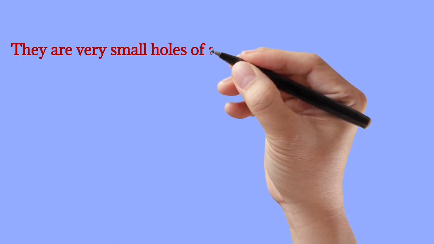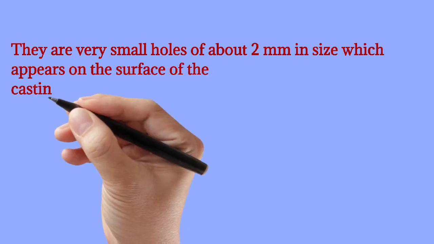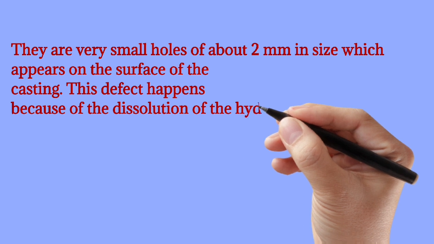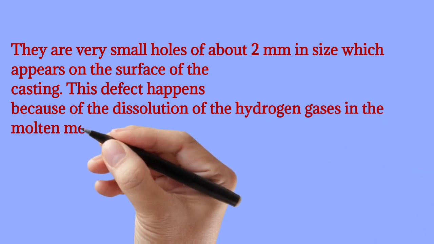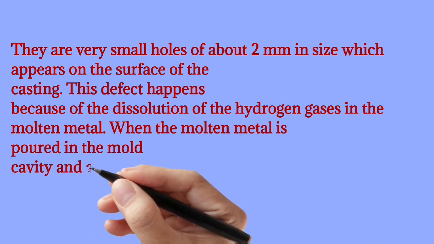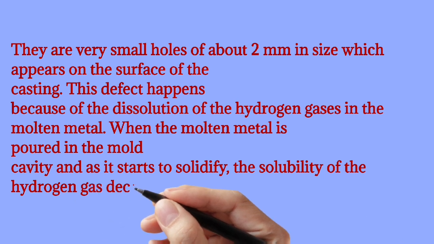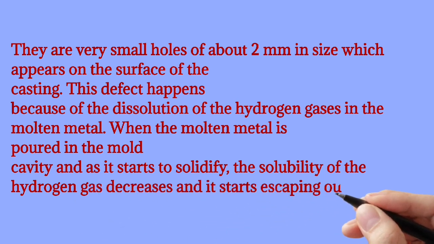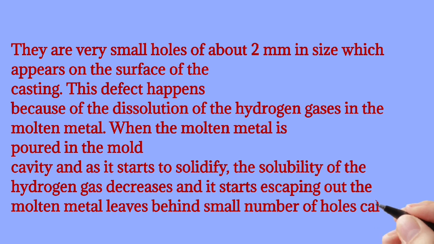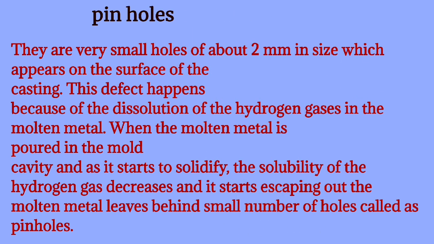Pinholes are very small holes, about the size of a pinhead, which appear on the surface of the casting. This defect happens because of the dissolution of hydrogen gas in the molten metal. When the molten metal is poured in the mold cavity and starts to solidify, the solubility of the hydrogen gas decreases and it starts escaping out of the molten metal, leaving behind a small number of holes called pinholes.